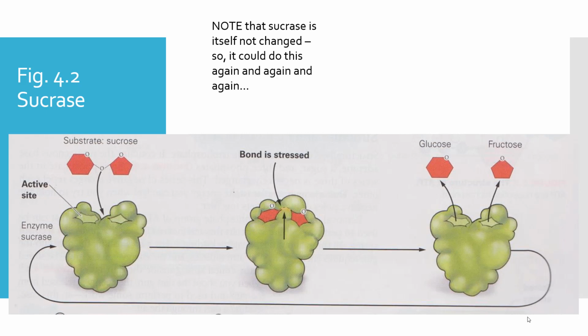Now the sucrase itself is not changed. So once it breaks apart one sucrose molecule, it can go find another, and then it can go find another, and it can just keep doing this. That's what a catalyst is. The catalyst itself does not get changed.